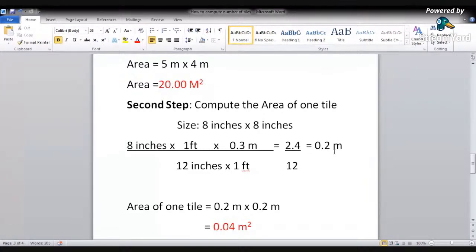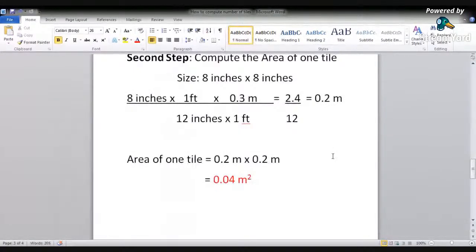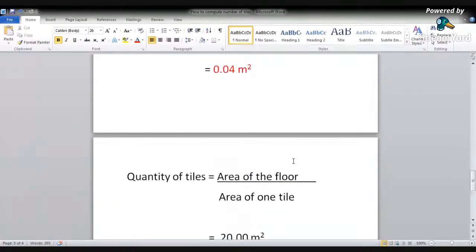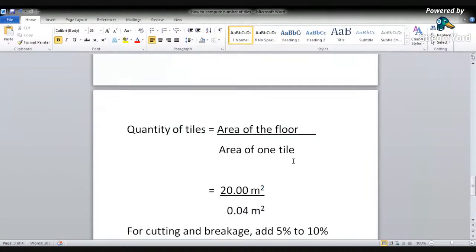So now you need to compute the area of one tile. Area of one tile is 0.2 by 0.2 is equal to 0.04 square meter. So now all units are in square meter: the area of the floor and the area of one tile. So now the next step, you need to compute the quantity of tiles required for the floor with a size of 5 by 4 meters.